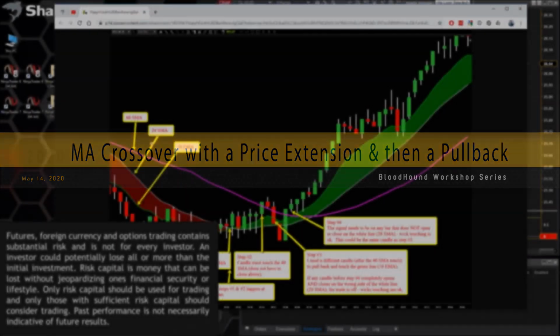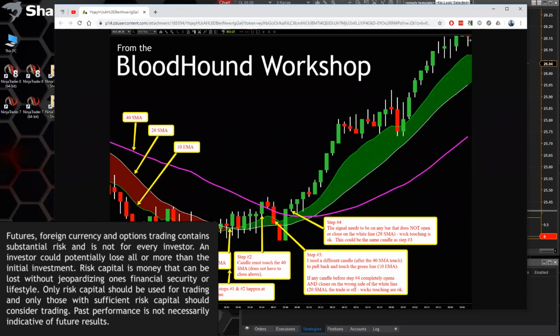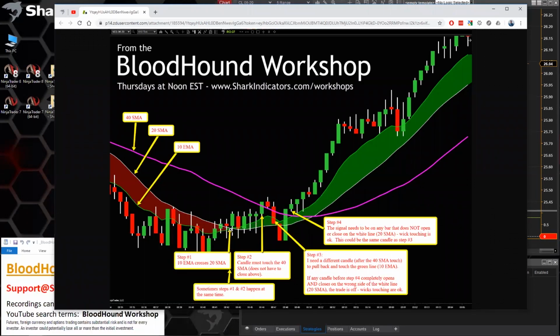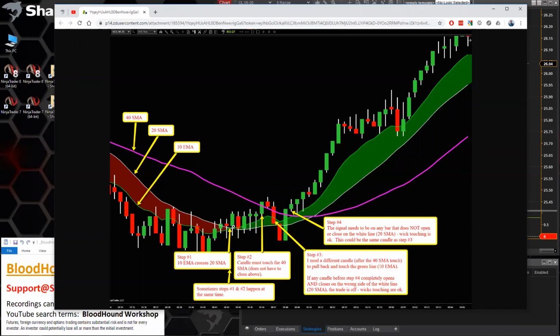All right, so we have a bunch of moving averages here. Rule number one, or step number one, is we're looking for the two faster moving averages to cross each other. Then step two, we need a candle to touch the slower moving average. Then we need another candle to pull back to the fastest moving average, and then wait for a candle to not touch the middle moving average. That would be the SMA 20. All right, so there we go. There's a bunch of system rules there.